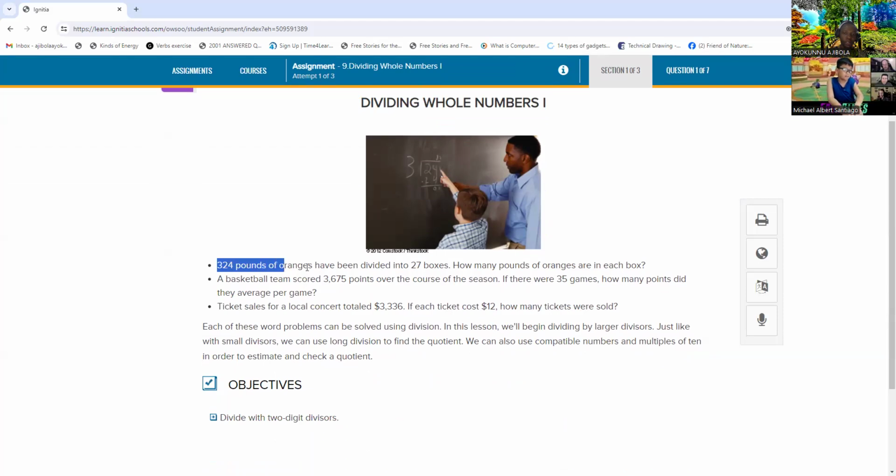324 pounds of oranges have been divided into 7 boxes. How many pounds in each box? Then the basketball team scored 3,675 points over the course of the season. If there were 35 games, how many points per game?